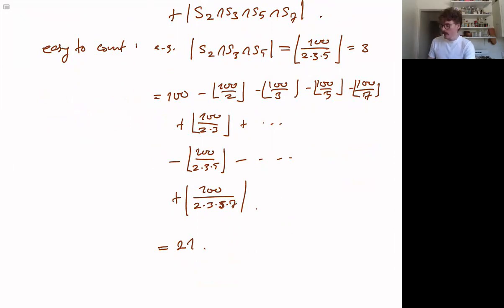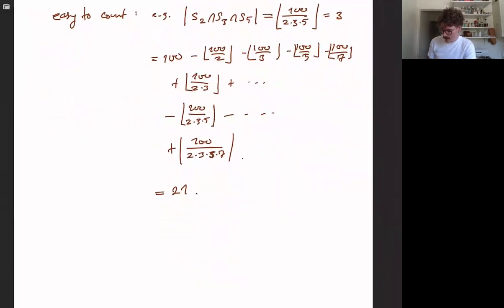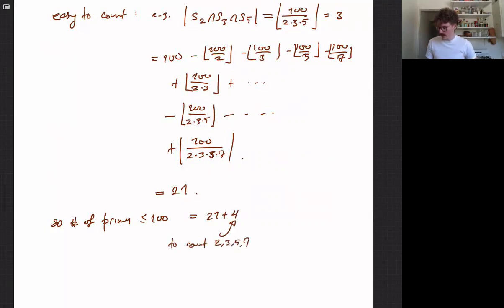So that is telling us the number of primes less than 100, or to be precise, the number of primes is actually 21 plus 4, because in this count we left out 2 and 3 and 5 and 7, because those are the primes that we were using to count in the first place. So there are 25 total. Very good.